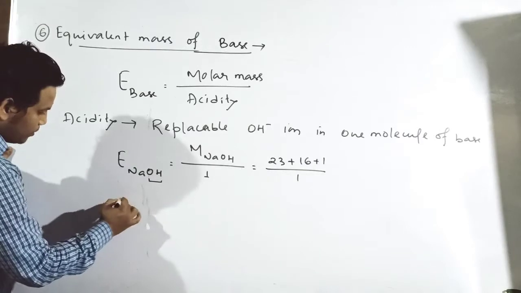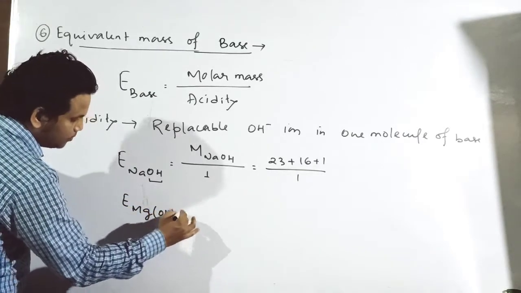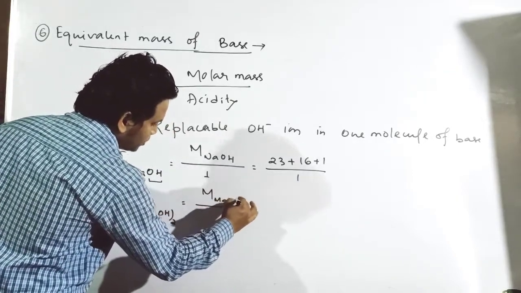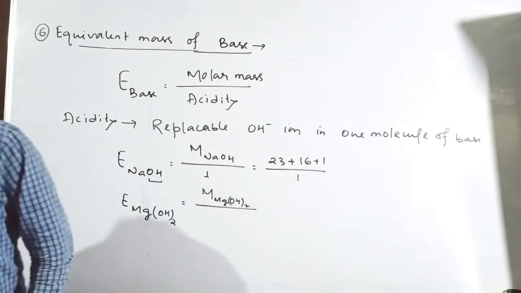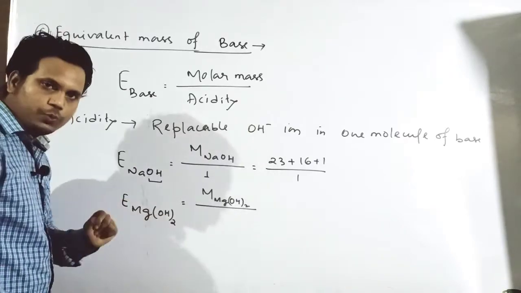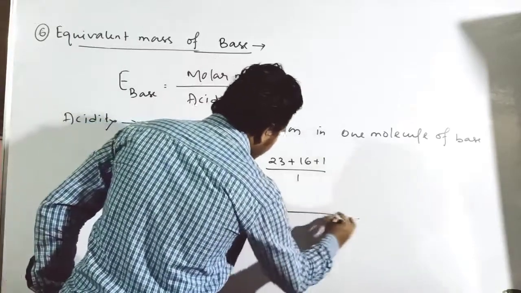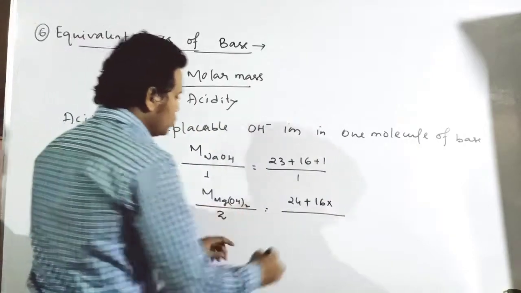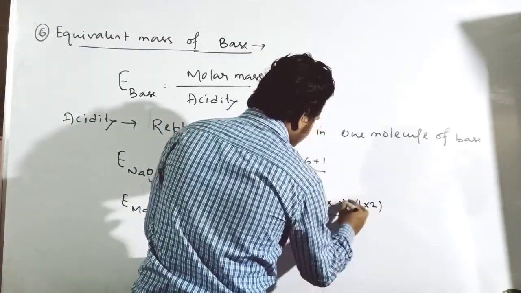Suppose we have to find the equivalent mass of magnesium hydroxide. What will be the formula? Molar mass of magnesium hydroxide divided by how many replaceable OH groups are there? How many replaceable OH groups? 2. Here 2 OH can be replaced. Now magnesium 24, oxygen 16, how many times? 2 times, plus hydrogen 1, 2 times, by 2.